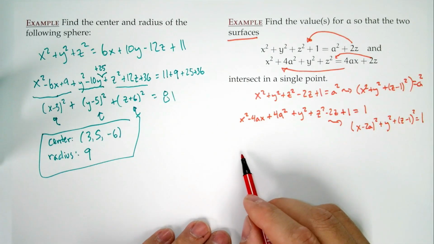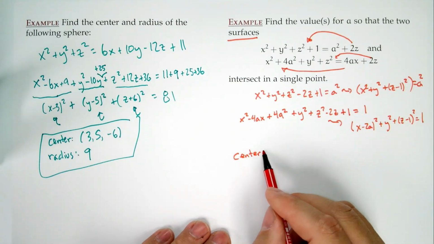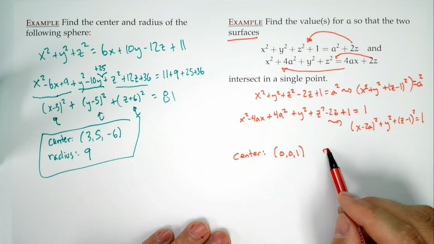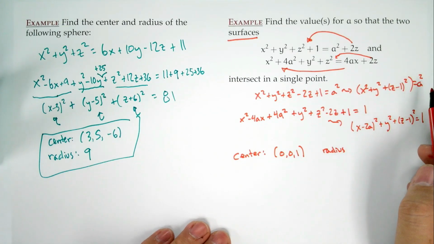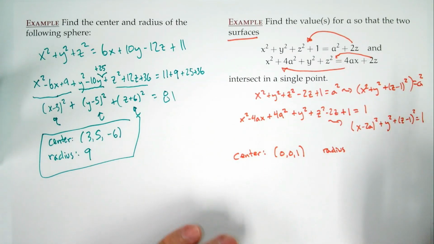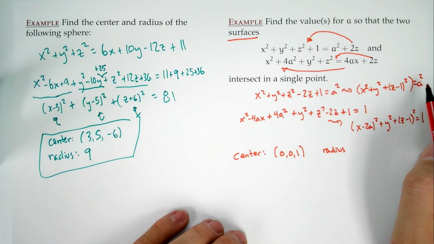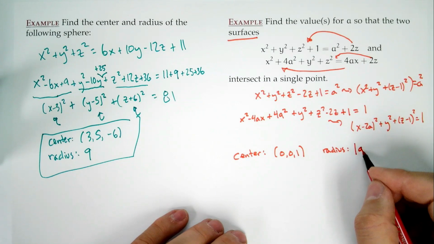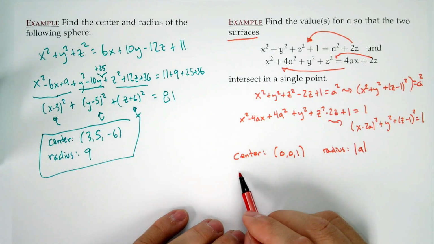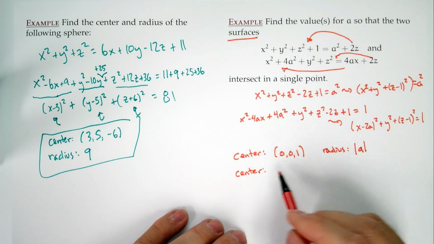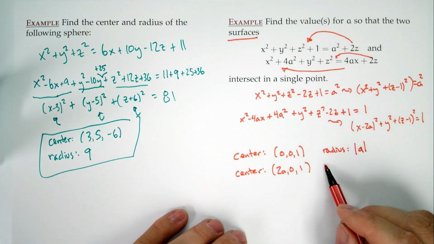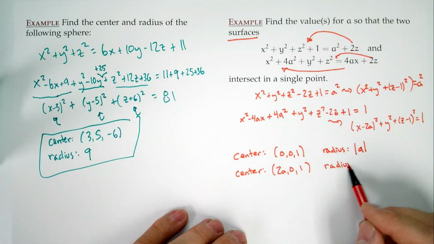So what do we have? Well, we know the centers. The centers are at 0, 0, 1, and the radius here, just be careful, you want to say a, and you're probably thinking it's a, right? Well, it's the square root of a squared. We don't know whether a is positive or negative. So the radius is actually the absolute value of a. Now that's one. The other one, the center is at 2a, 0, 1. What's the radius? Well, the radius is 1.